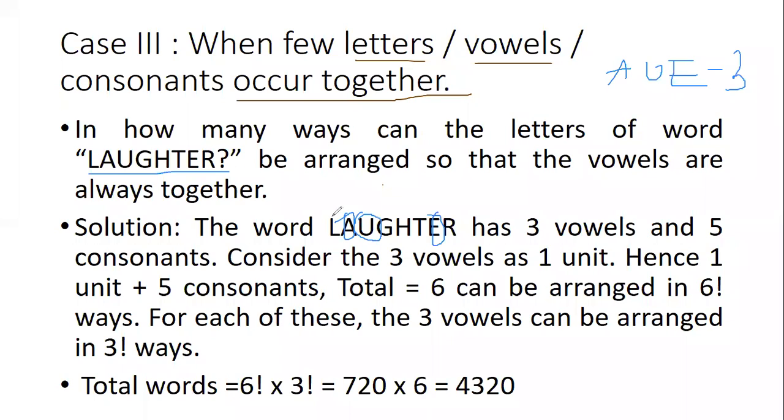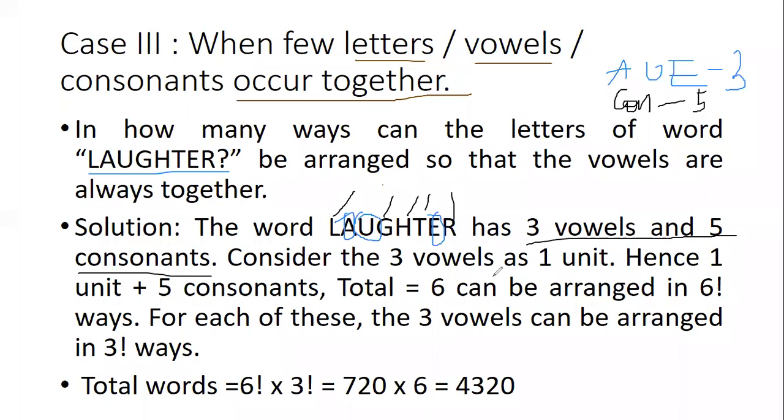Then apart from vowels, what are the others? Which are the other consonants left out? L, G, H, T, R. So consonants are 5. Yeah, E is not there, Bindushri. E is a vowel, my dear. Okay, so we have 3 vowels and 5 consonants.